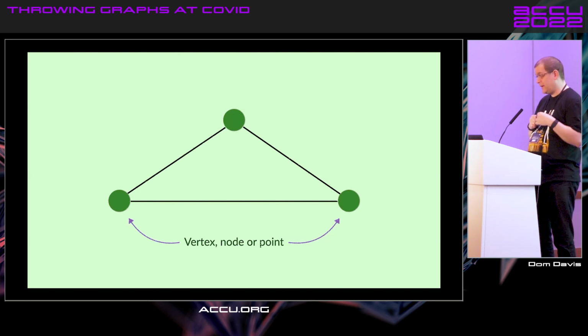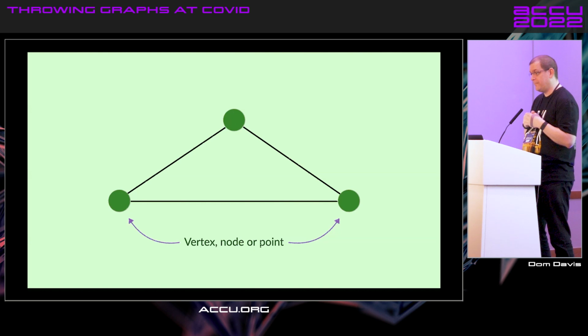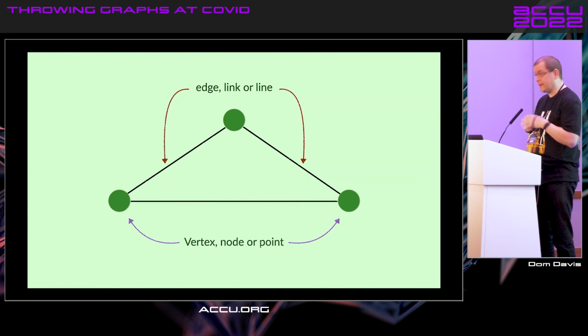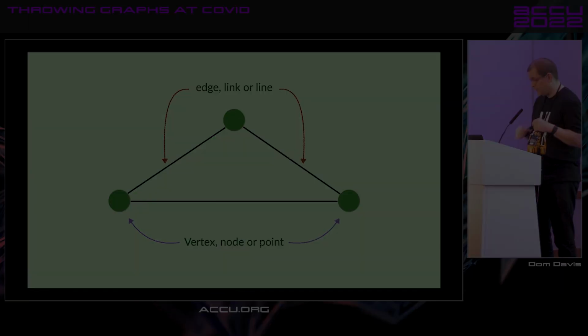This is a graph, it's a set of circles and lines, effectively. And we're going to call the circles, we can either call them vertices, nodes, or points. And the lines we can call edges, links, or lines. Or as I will later, relationships, because I like to be different.